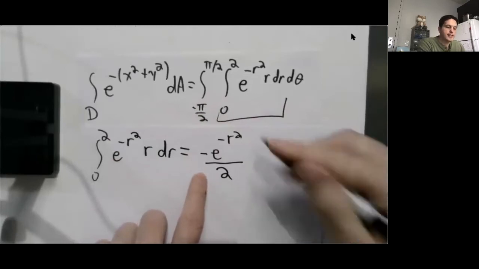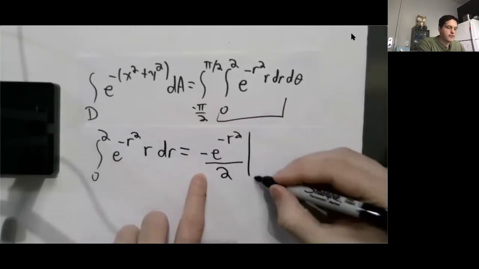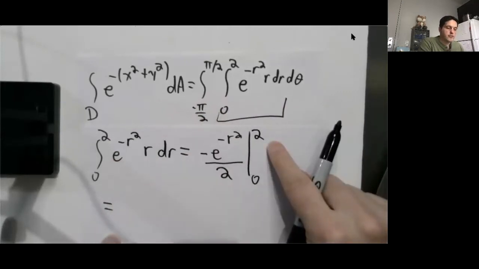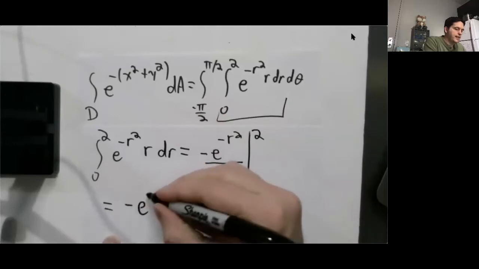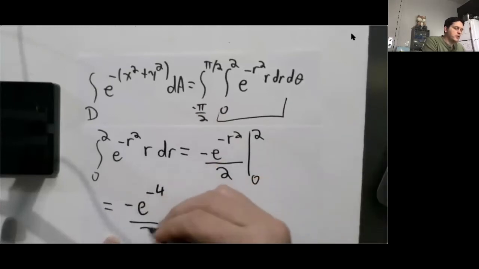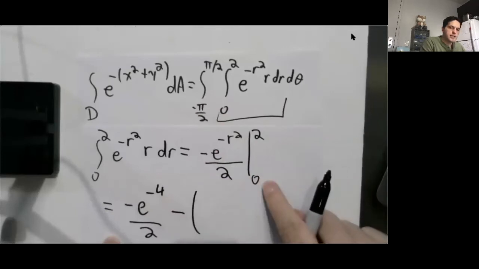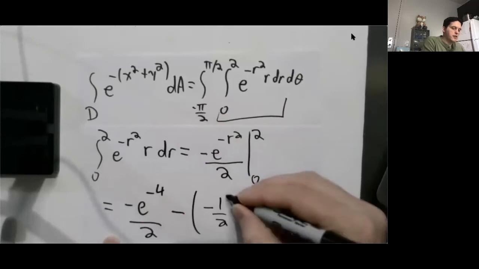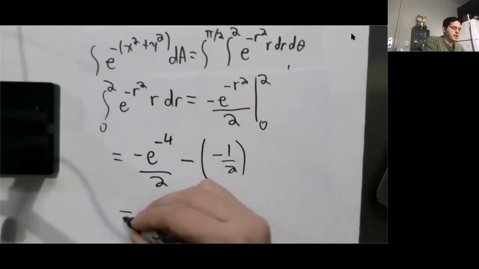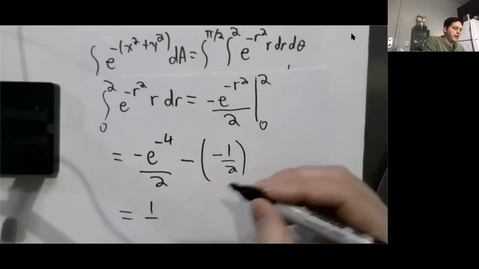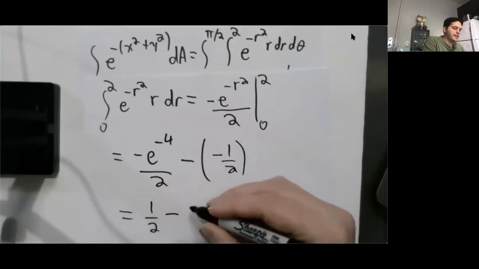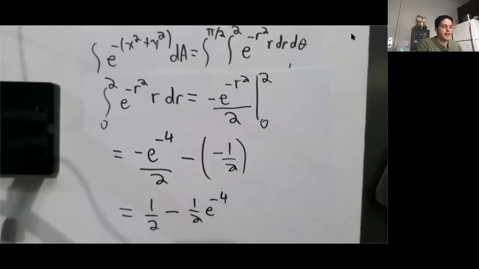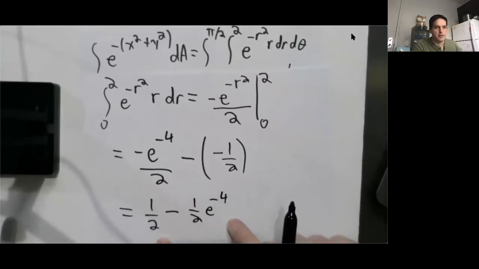So let's take our antiderivative and evaluate it from 0 to 2. When we plug in 2 for r, we get minus e to the minus 4 over 2. And when we plug in 0 for r, we get minus 1 over 2. So this reduces to 1 half minus 1 half e to the minus 4. That's what the inner integral is equal to.